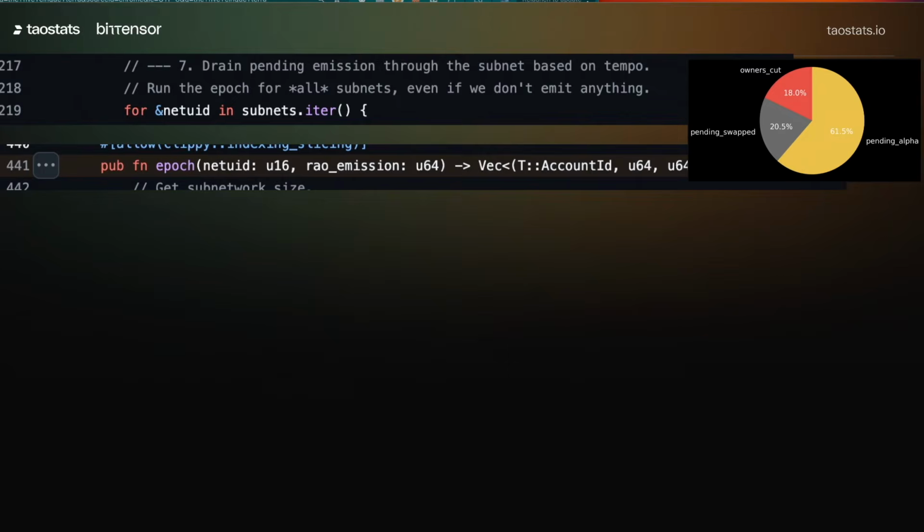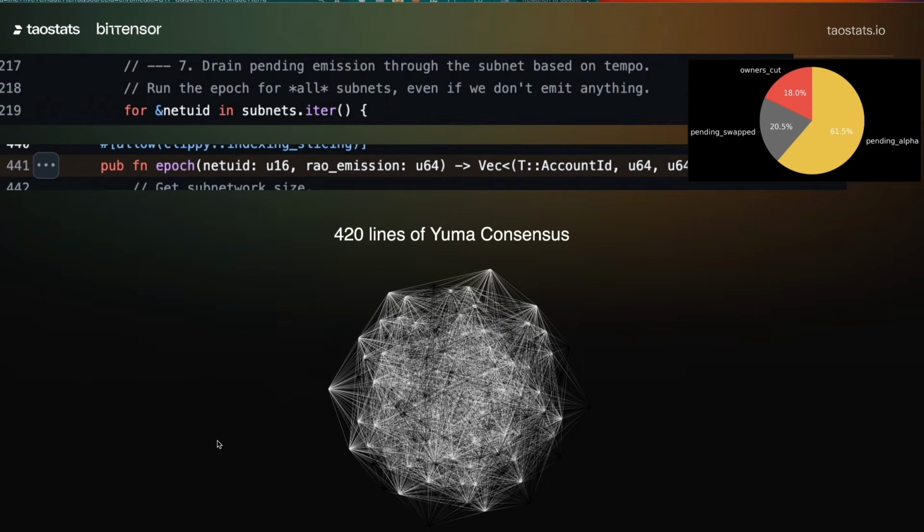Now this run epoch is a really, really long bit of code, and we're going to skip the first 420 lines. That's where Yuma consensus happens. That's probably going to be another great video, another one of these long epic videos. But we're just going to skip it at this point because it doesn't really help us so much.